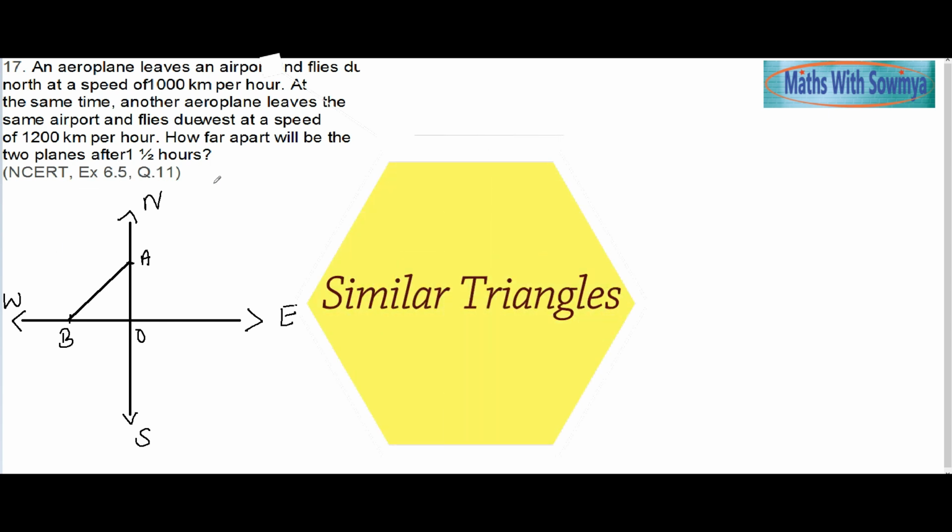One more question from the NCERT, exercise 6.5, question number 11. An aeroplane leaves an airport and flies due north at a speed of 1000 km per hour. So, I have taken this OA. Suppose O is the airport and the plane is flying towards north. So, OA be the distance I have taken. The speed is given, that is 1000 km per hour.